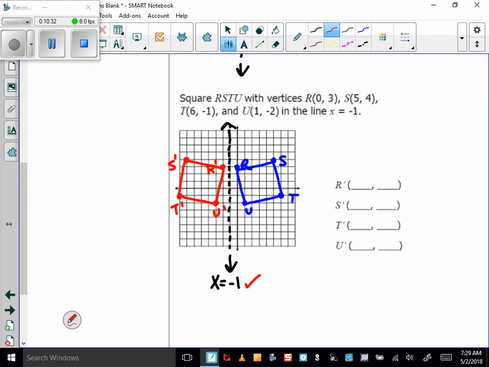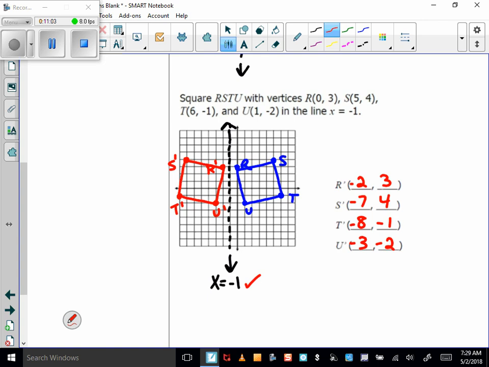What are the vertices? Well, the vertices of R prime are -2, 3. Vertices of S prime, I'm just going to count these now. I already did it, so I'm just going to fill them in. -7, 4. T prime is -8, -1. And U prime is -3, -2. Let me just count that one to be sure. 1, 2, 3, 1, 2. Yep, I believe that's got it.